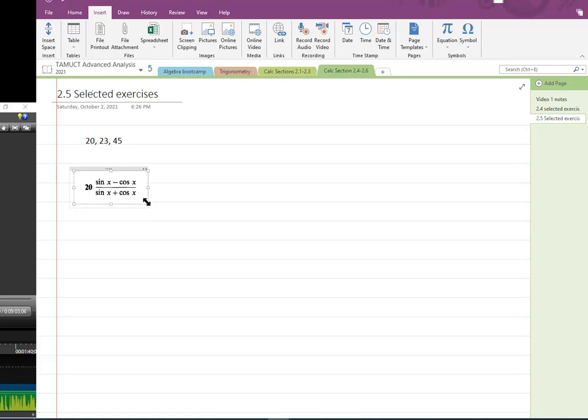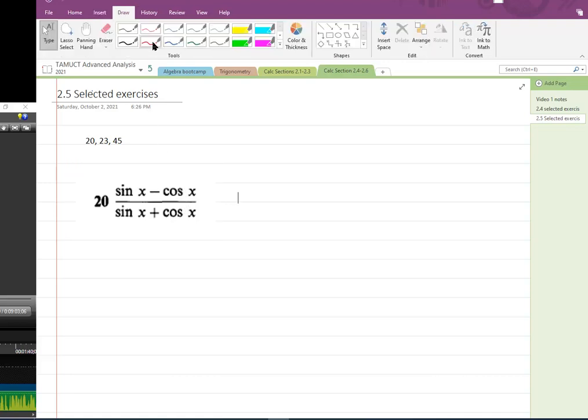And sometimes you can do something fancy and make things work out, but other times you can't. So let's just do this. Let's see if we can do this one directly. All right. So what we have here is sine x minus cosine x over sine x plus cos x. So you do want to kind of break this up into pieces.